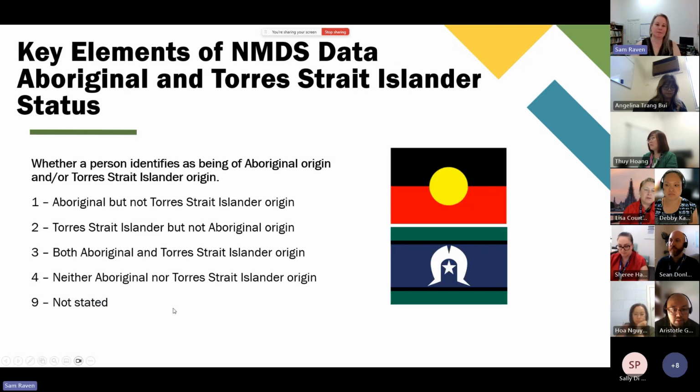The next key element is Aboriginal or Torres Strait Islander status. Again, it asks whether a person identifies as being of Aboriginal origin and/or Torres Strait Islander origin. So they're the codes there. So Aboriginal but not Torres Strait Islander, Torres Strait Islander but not Aboriginal, both Aboriginal and Torres Strait Islander, or neither, or not stated if they don't want to answer the question or you don't have that information.